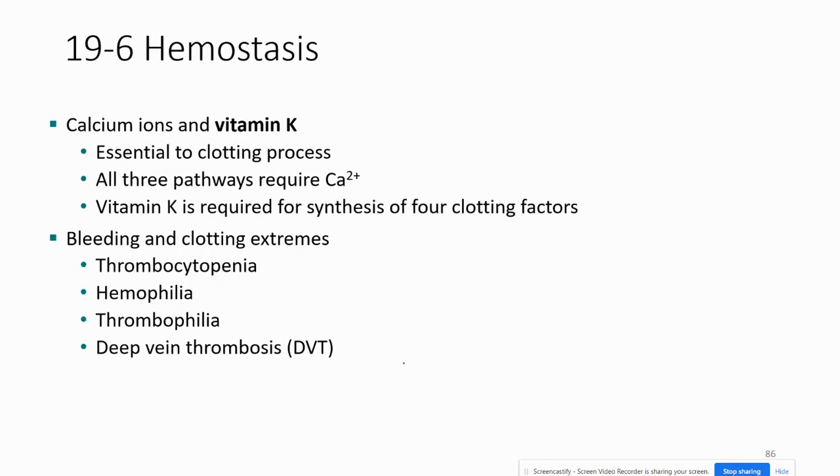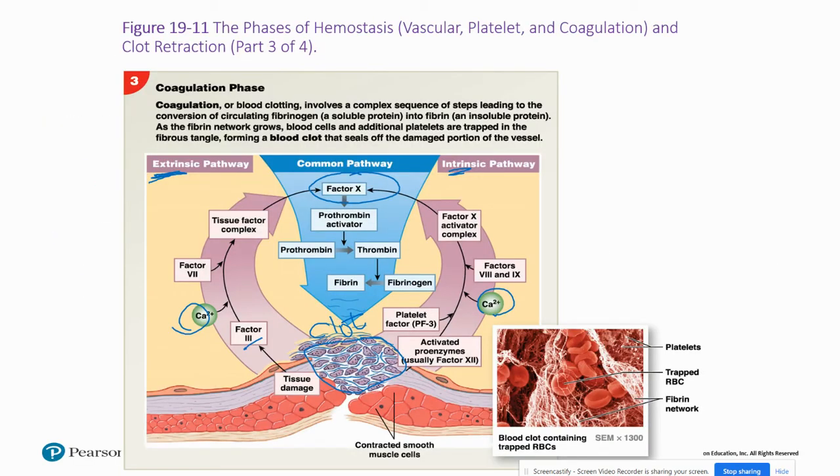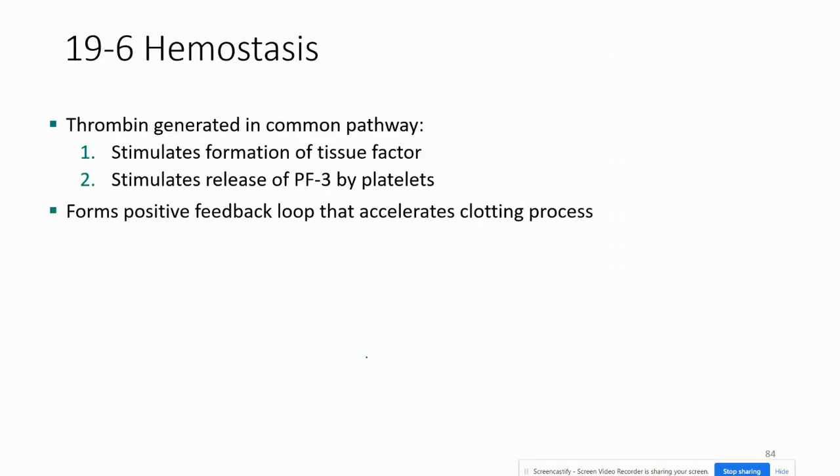This will be here until it retracts a little bit, and is replaced by scar tissue. Hopefully you have a bandage and some Neosporin on it. So thrombin is generated in the common pathway. It helps us stimulate our tissue factor, and that helps PF3, platelet factor 3, get released by platelets. This is a positive feedback loop that speeds up the clotting process so you don't bleed out.